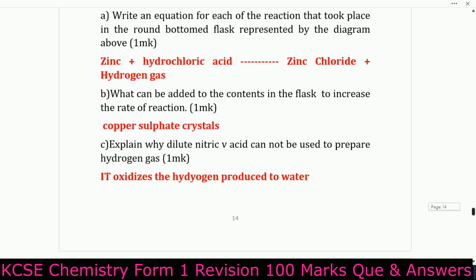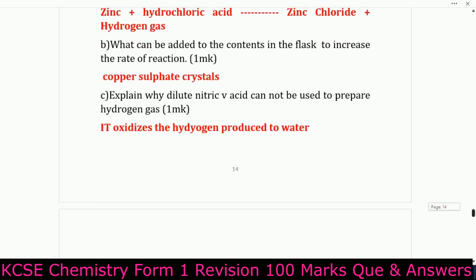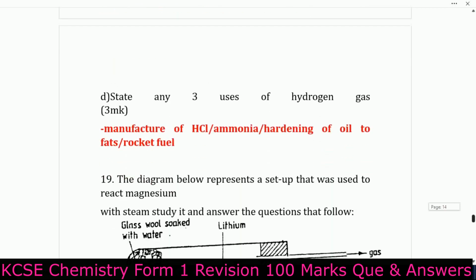What can be added to the content in the flask to increase the rate of reaction? That one is copper sulfate crystals. Next, explain why dilute nitric(V) acid cannot be used to prepare hydrogen gas. It oxidizes the hydrogen produced to water.